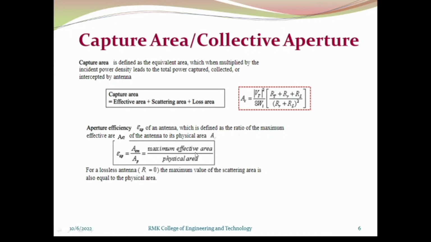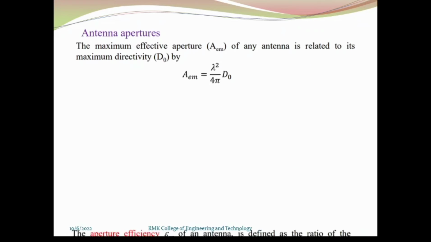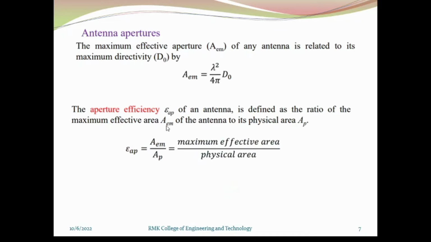For the entire physical area of an antenna system, how much power can be received from the area, right? The ratio of the maximum effective area to this physical area is the calculation for aperture efficiency. And this is the relation between the maximum effective aperture and the directivity of the antenna.